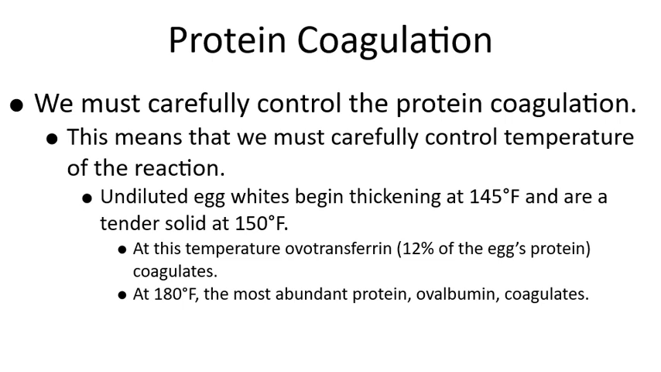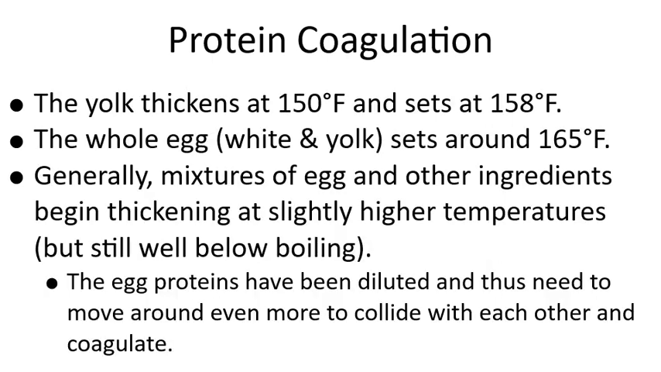Undiluted egg whites begin thickening at about 145 degrees Fahrenheit and are a tender solid by 150 degrees. At this temperature, one of the proteins in the albumin, ovotransferrin, which comprises about 12% of the protein, coagulates. It's not until about 180 degrees Fahrenheit that the most abundant protein, ovalbumin, coagulates. But remember that the egg is split into two main parts, the albumin and the yolk. The yolk begins to thicken at 150 degrees Fahrenheit and sets completely at 158 degrees Fahrenheit. If we have mixed the albumin and the yolk together, the mixture sets around 165 degrees Fahrenheit.